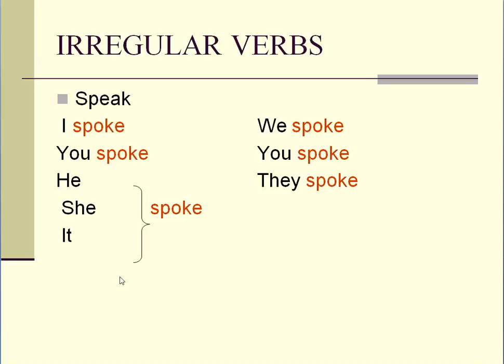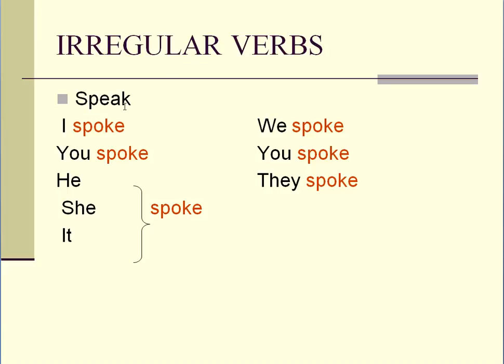If we look at the irregular verbs, we can see that things change here because speak, which is an irregular verb, does not add ed like work, which was a regular verb, but it actually changes the whole word. Irregular verbs, they change the whole word instead of adding ed.